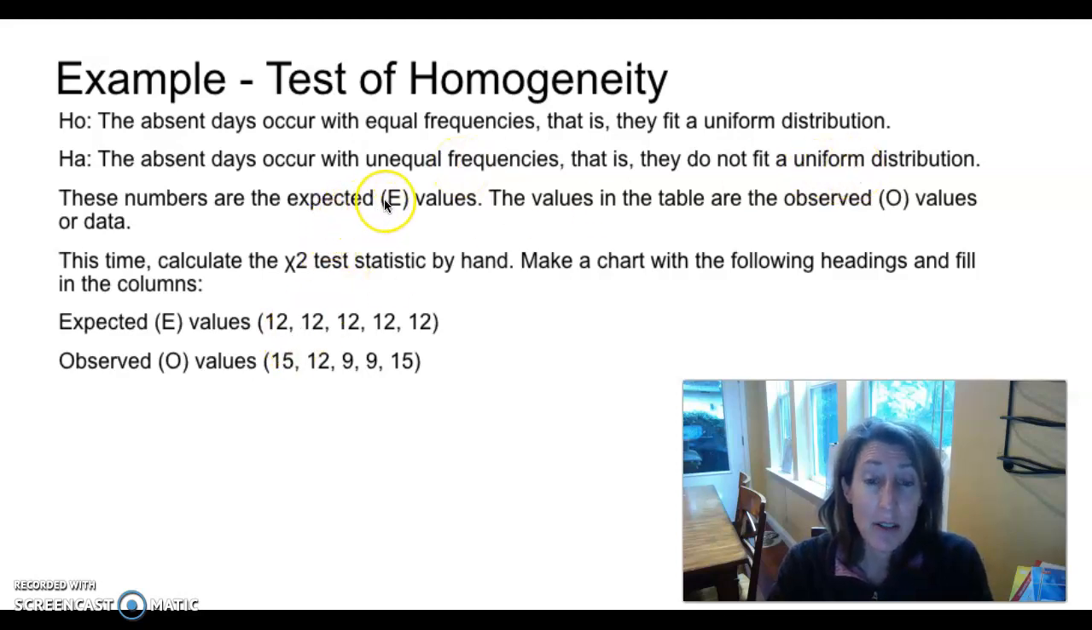So our expected values are E. That's the 12, 12, 12. You can see it down here. And then the O, the observed values, that's what was given. Monday was 15, Tuesday 12, etc. So now we could do a chi-square test.